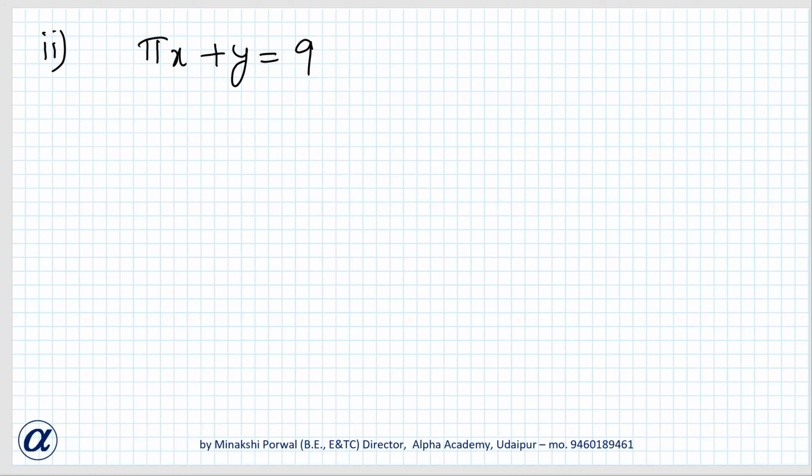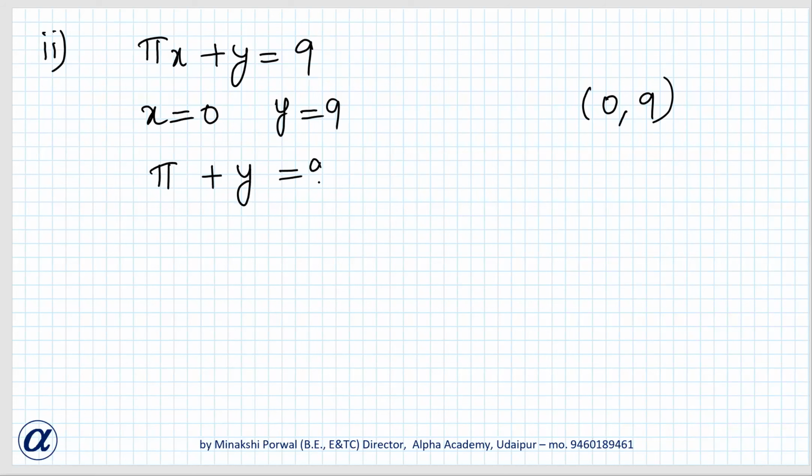So when x is 0, y is 9. One solution will be this. When x is 1, Ma'am, 0, 9. Yes, so y will be 9 minus pi.